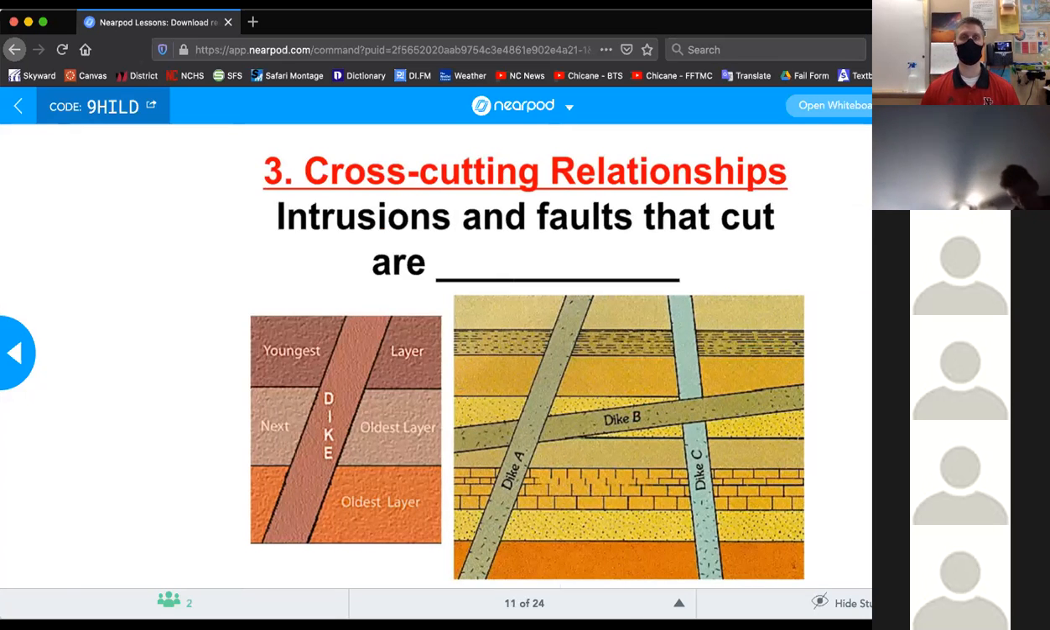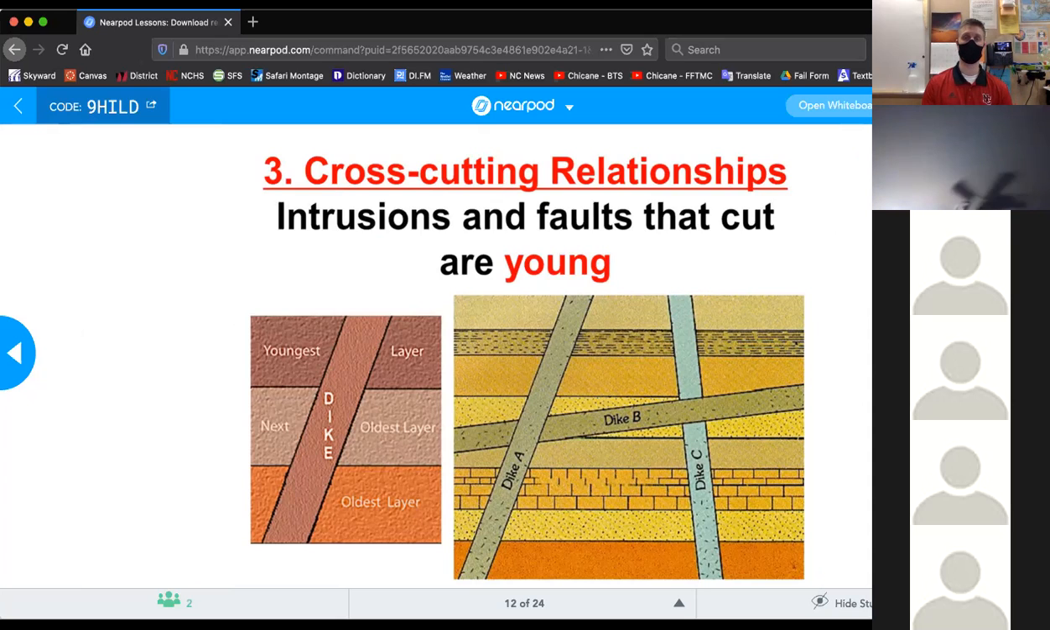The next one, cross-cutting relationships. Cross-cutting relationships: intrusions and faults that cut are young. So things like types of intrusions like dikes or faults, so any sort of a break, those are young. Those are the newest things. The newest thing is also going to be whatever is undisturbed or not broken.